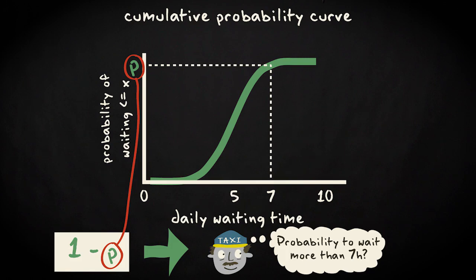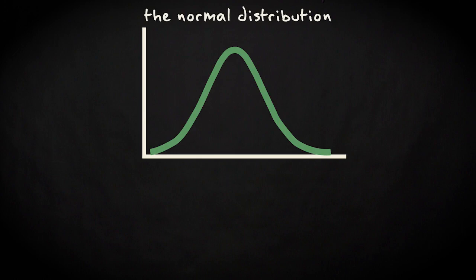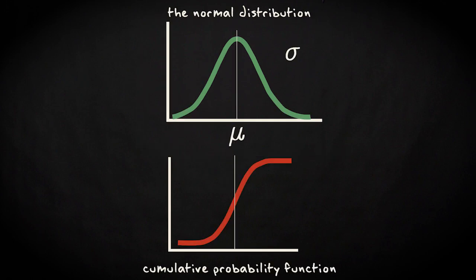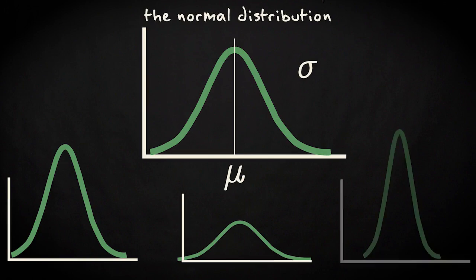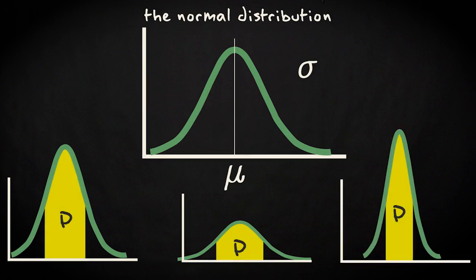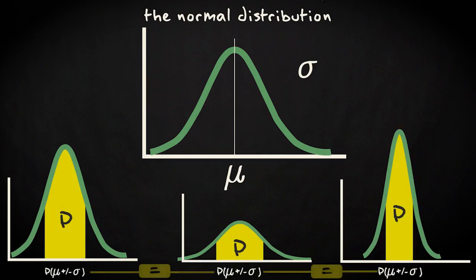Let's now apply this to a distribution for which we actually know the equation, the normal distribution. Its PDF has this shape, with the center placed at mu and the width defined by sigma. Its corresponding cumulative probability function looks as follows. Interestingly, while the curve changes with any change in these two parameters mu and sigma, the probability for an interval expressed as a distance in units of sigma around the center is always the same.